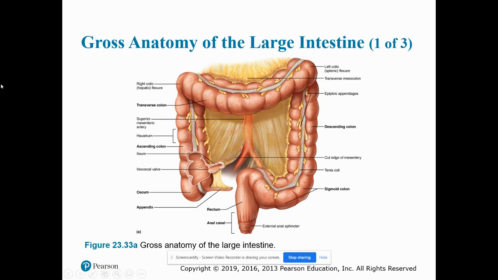So if we look at this diagram, we have the cecum, with the appendix coming off. Going up is the ascending colon, across is the transverse colon, down is the descending colon, the sigmoid colon, the rectum, and then the anal canal. In addition, we see the haustra. So this is a haustrum right here. This is an epiploic appendage, and this is the tinea coli.